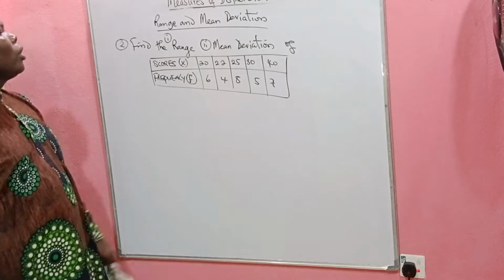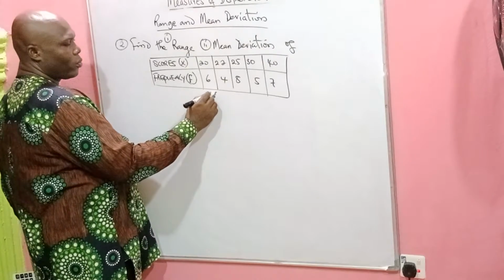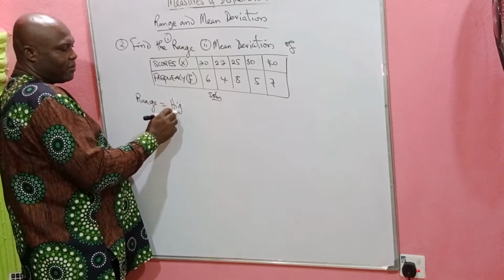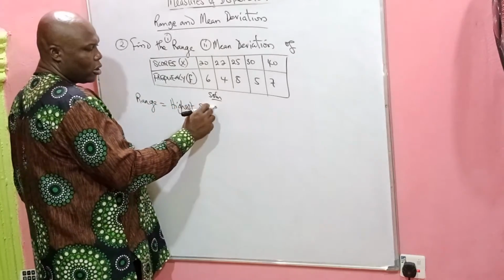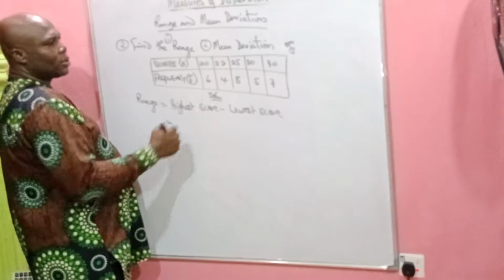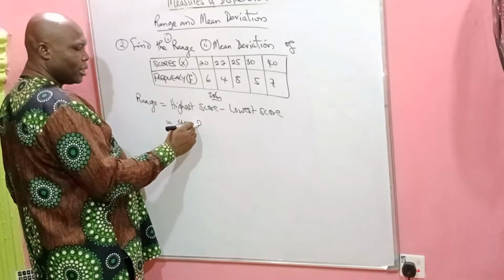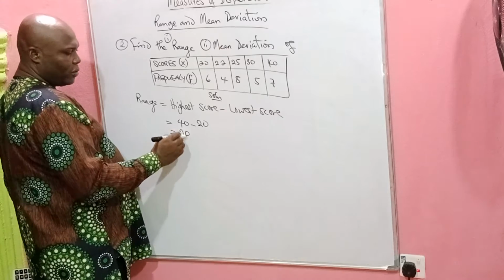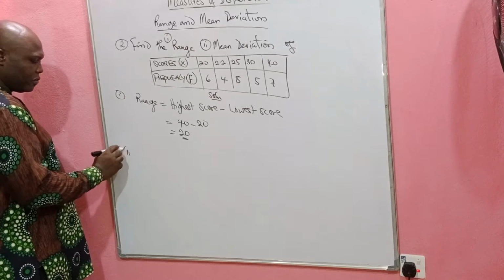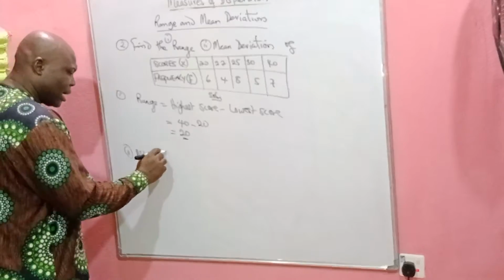All right, so we have to find the range and the mean deviation of this. Solution. First and foremost, we need the range, and of course the range is the highest score minus the lowest score. The highest score is 40, the lowest score is 20, so 40 minus 20 gives us a range of 20. So we are done with the I part, the range. For us to find the mean absolute deviation, we need to bring out the table of values. So let's bring out our table.